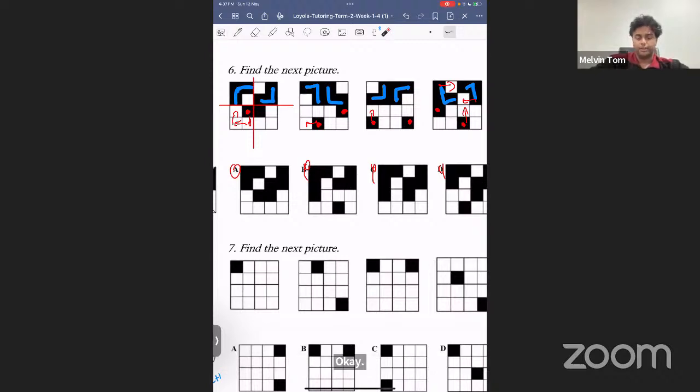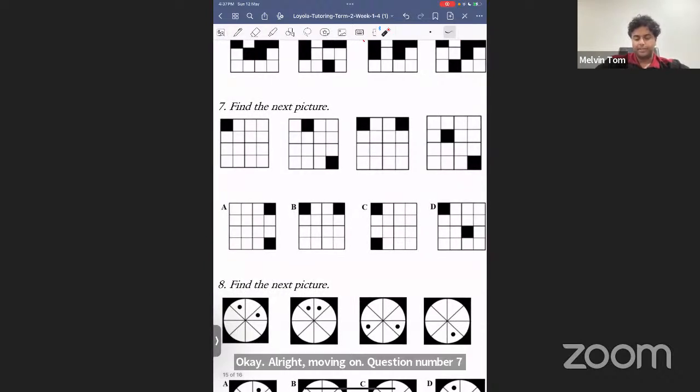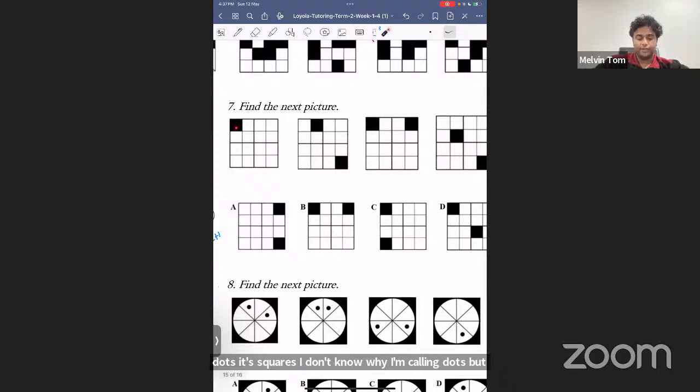All right, moving on. Question number 7. Again, we start off with 1 dot, then we have 2 dots, 2 dots, 2 dots. I'm just calling these dots, they're squares. I don't know why I'm calling them dots, but 1 square, 2 squares, 2 squares, 2 squares, right? What that tells us, again, is that in this first image there are 2 squares overlapping each other. It tells us that they're on top of each other, and it's not that it just randomly appears.